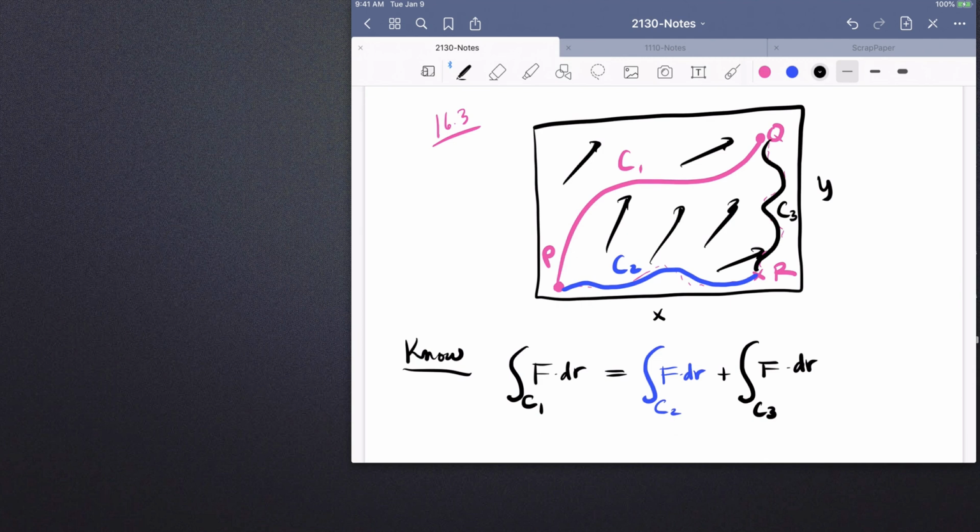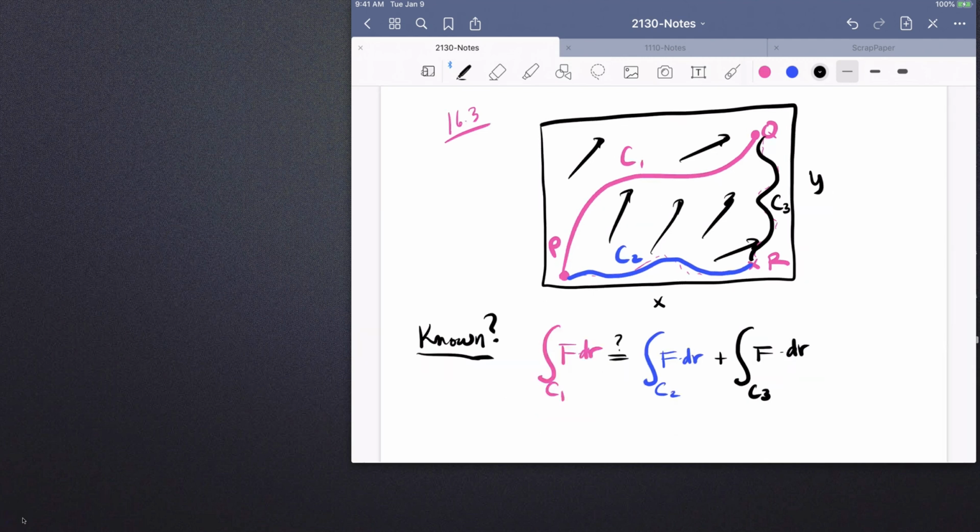Let me pause and fix the colors here. All right, excuse me, so we're back. I've fixed the integral along the path C1 to be a pink color. And what we're trying to address is: is this equality true in general?